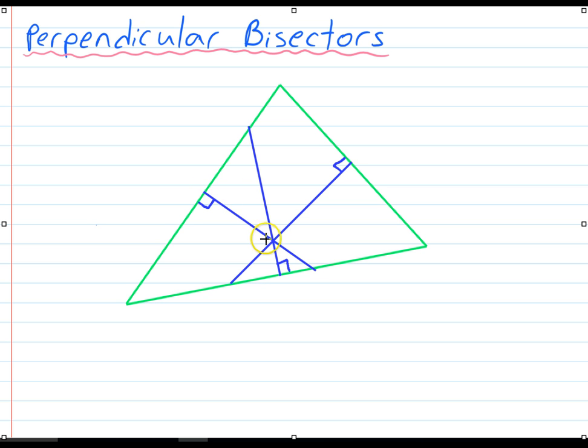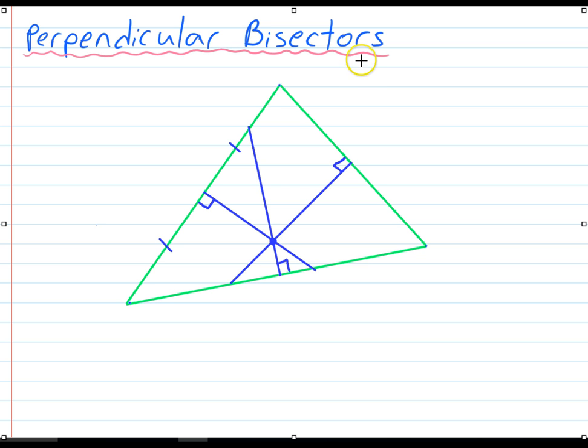This one over here, as you can see, bisects this line segment, meaning these sides are congruent, and it does it at a 90-degree angle. This one over here is bisecting this line segment here at a 90-degree angle, and this one over here is bisecting this line segment at a 90-degree angle. And they do all meet always in one spot, and we call that the circumcenter.